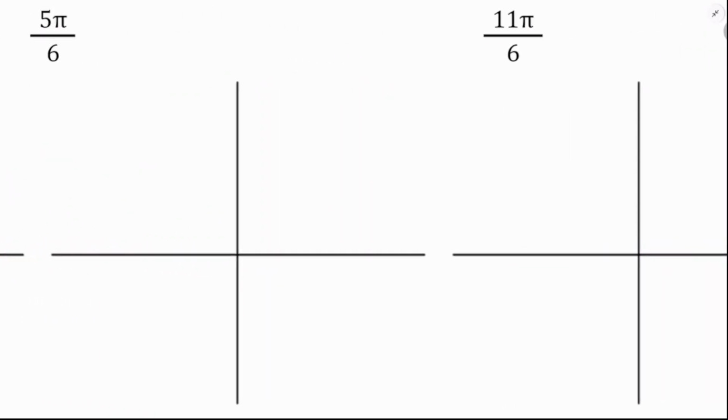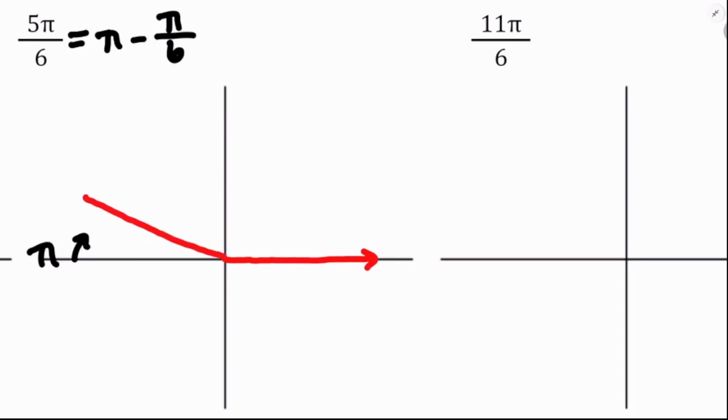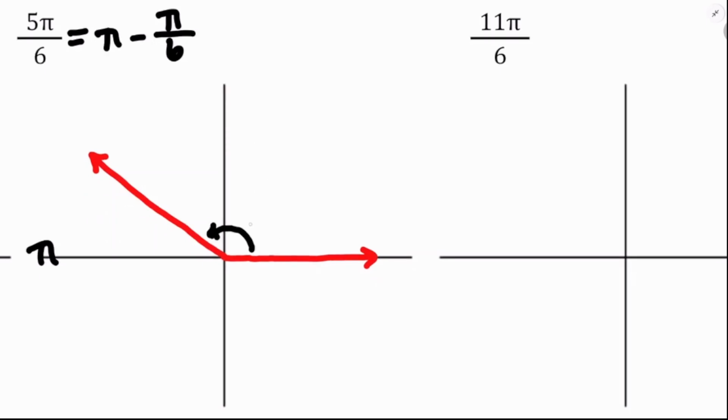5 pi over 6. It's another one in the second quadrant. So we're going to say that's equal to pi minus pi over 6. Pi is right there. So we're going to go back up by pi over 6. That's only 30 degrees, so it's not very far. My initial ray will be on the positive x-axis, and then the terminal ray will go up, but only by 30 degrees. That doesn't look very good. So this is 5 pi over 6 worth of rotation. And the reference angle here, since I went backwards by pi over 6, I went up 30 degrees, so that makes a 30-degree angle.